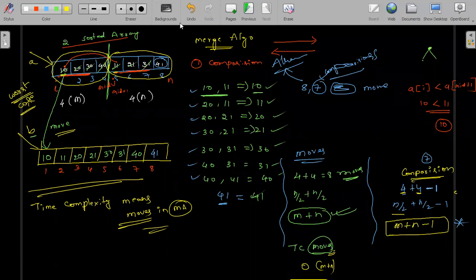Before that, we will write an algorithm for the merge algorithm. Okay, so let's see that one. Now I will write the merge algorithm. Merge algo.